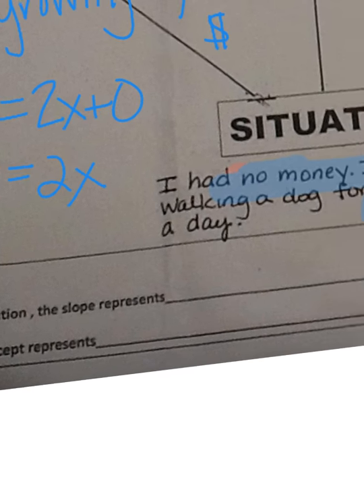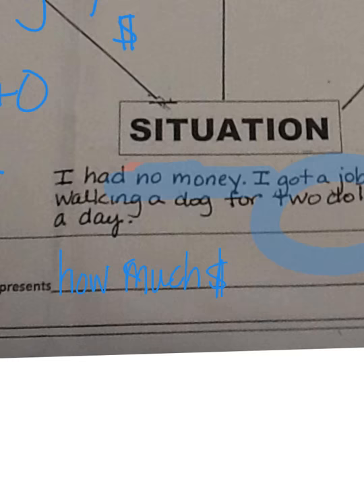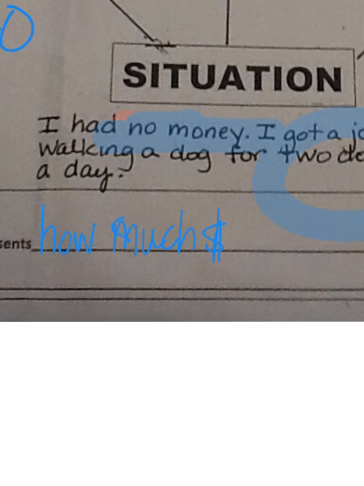The last thing we always want to do is make sure we know what the slope means. In this case, the slope represents how much money you get in a day. And the y-intercept is how much money they started with.